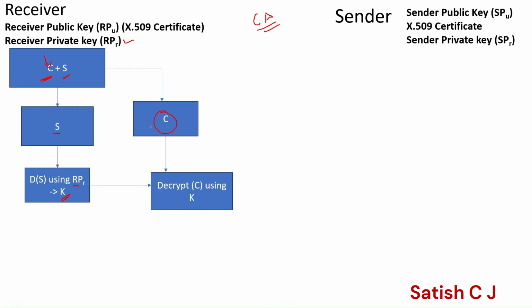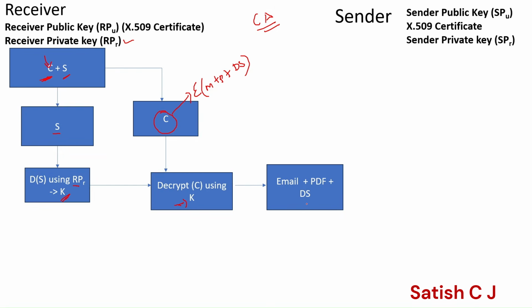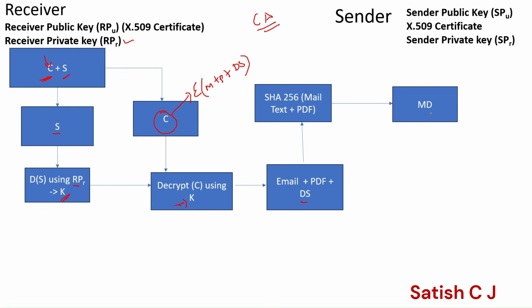So we take this C, which is this cipher. This cipher is actually the encrypted mail message, PDF plus digital signature. So we have encrypted and we have sent. So now we can decrypt it, and for decryption we use the key K. And after decryption you're going to get the email, PDF and the digital signature. So what we are going to do now is we are going to take this email and PDF, send it to SHA-256, and we'll be generating our message digest here.